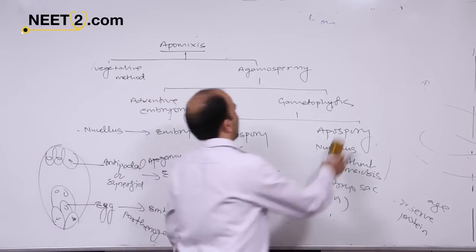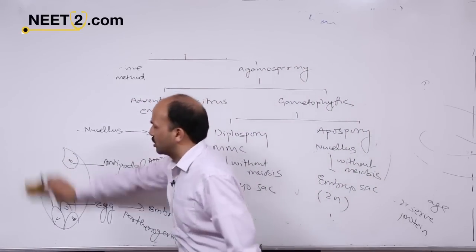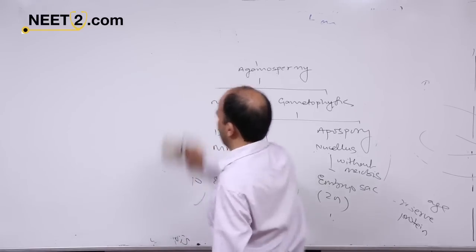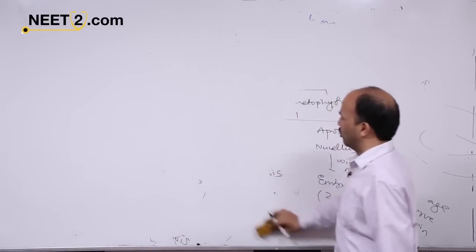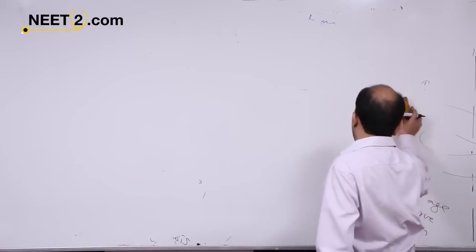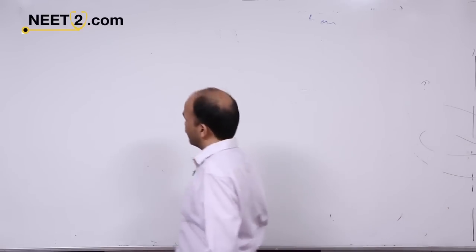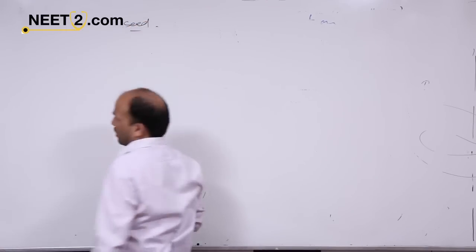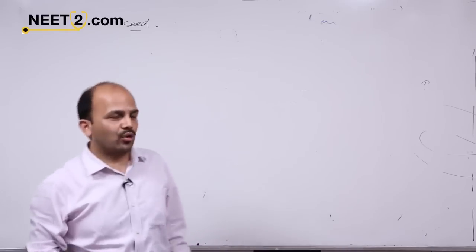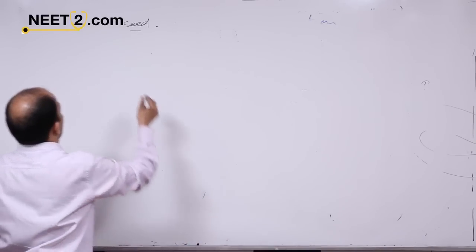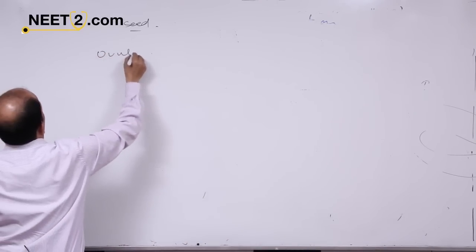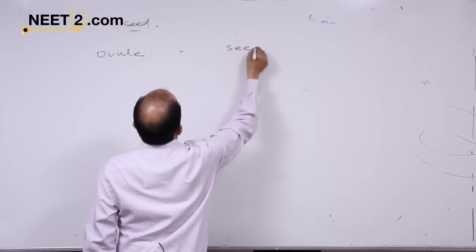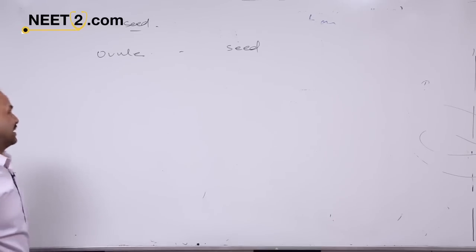Right? So due to the act of apomixis, there will be no variation. Asexual reproduction produces no variation. If there will be no variation, there will be no natural selection, meaning there will be no evolution. Now if you talk about seed, seed is a fertilized, matured, ripened ovule, right? Before fertilization it was ovule, after fertilization it will become seed.